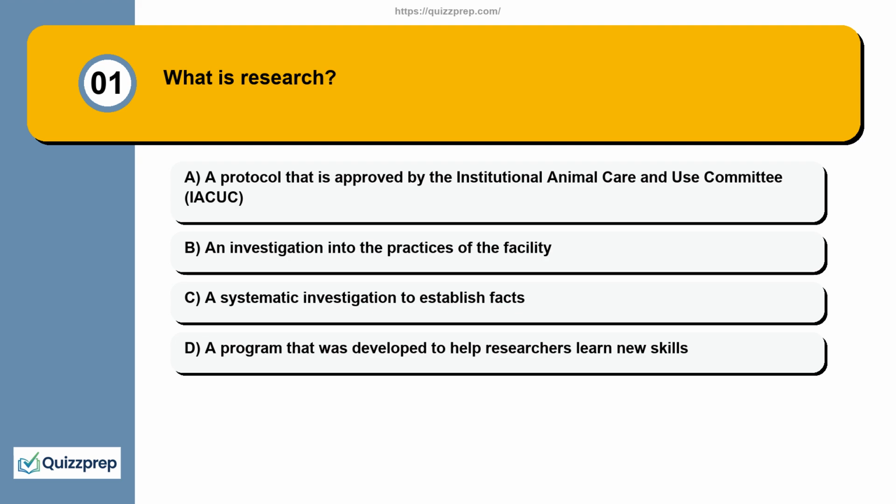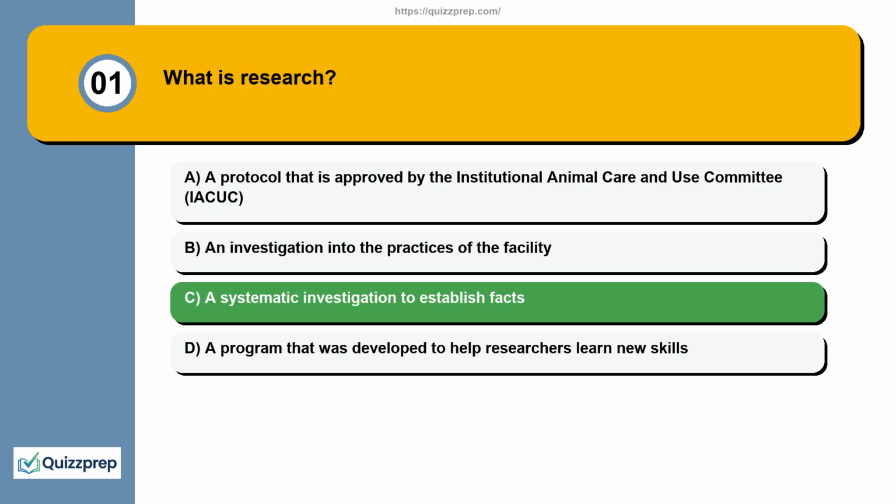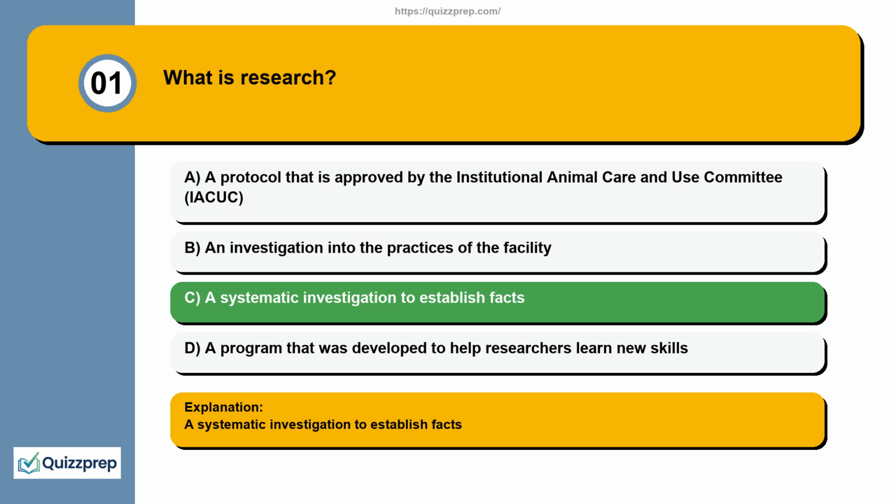Question 1. What is research? Option A. A protocol that is approved by the Institutional Animal Care and Use Committee, IACUC. Option B. An investigation into the practices of the facility. Option C. A systematic investigation to establish facts. Option D. A program that was developed to help researchers learn new skills. The correct answer is option C. A systematic investigation to establish facts.